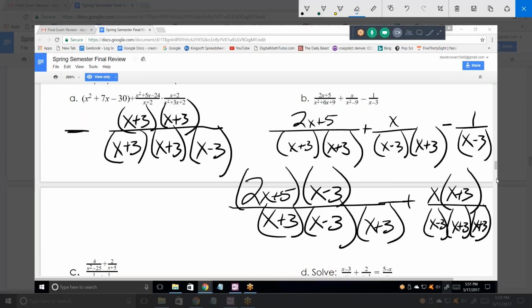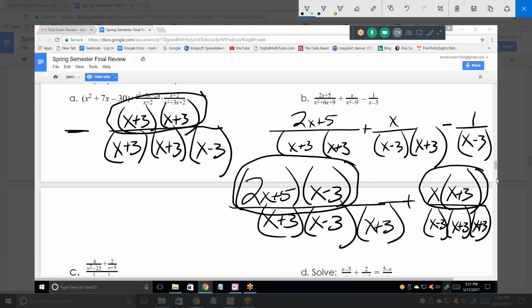Now, we could waste 10 more minutes doing this. Should we do it or go on? In other words, do you have any questions about what's going to happen at this point on this problem? I've got this numerator that I've got to add to that numerator, and then I've got to subtract that numerator. And that will be my new numerator, and it'll all be over my common denominator.